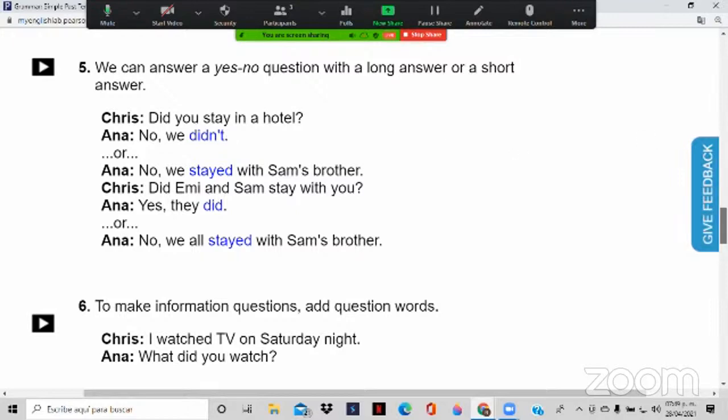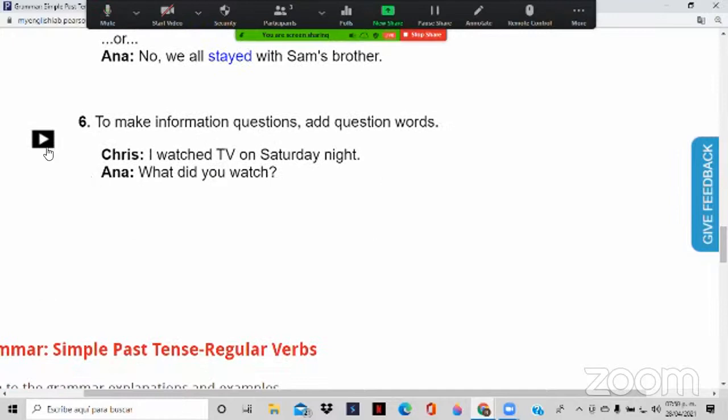Okay, number 6. To make information questions, add question words. I watched TV on Saturday night. What did you watch?